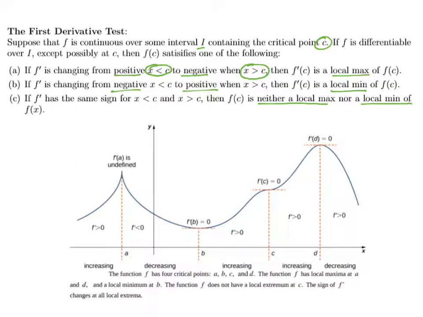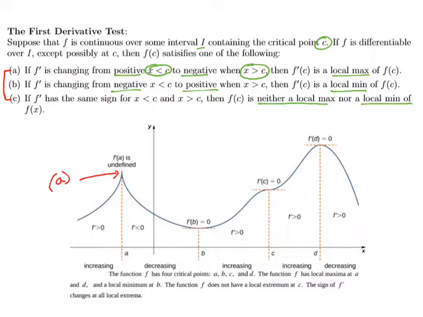So once again, let's just highlight where A, B, and C are happening on this graph. So part A is saying if f prime is changing from positive to negative, so that's what's happening right here. So that would be corresponding to part A of the first derivative test.